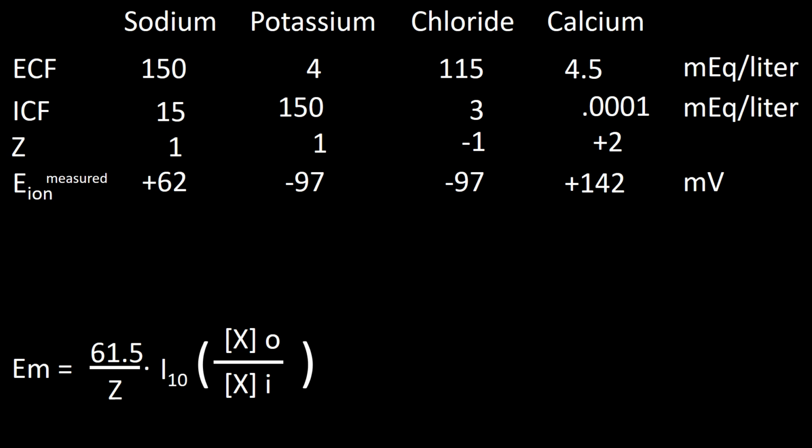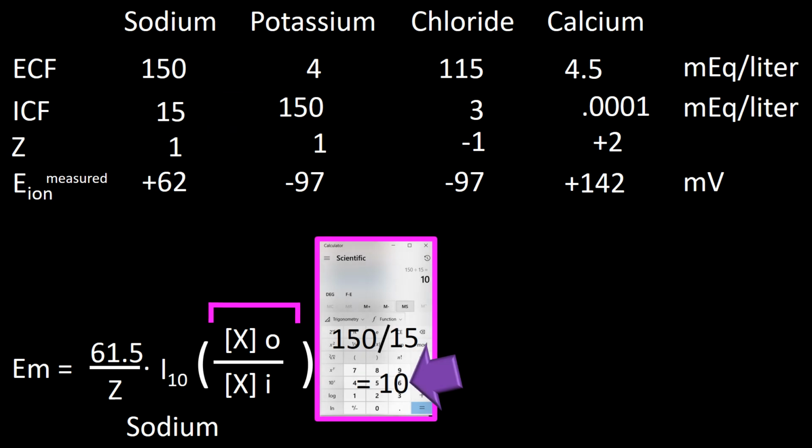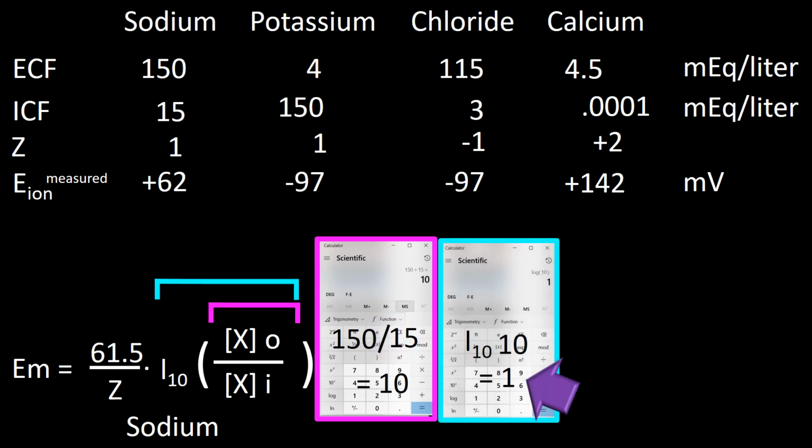Now I have introduced the Nernst equation. We will use this equation to determine the equilibrium potential of sodium. We first divide the concentration of sodium out by sodium in, that is 150 by 15. The result is 10. Next, we figure out the log of 10 of 10, which is 1.